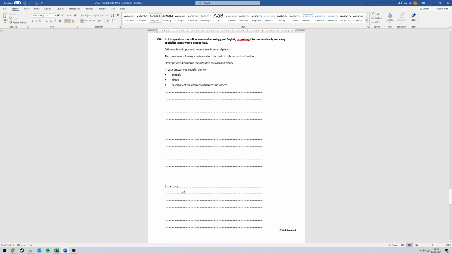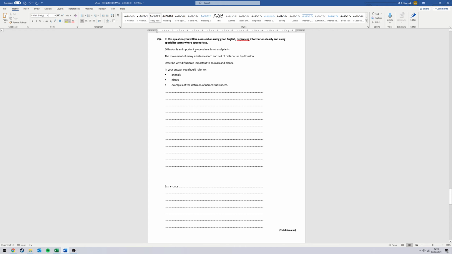Question 6. In this question, you will be assessed on using good English, organising information clearly, and using specialist terms where appropriate. Basically, just make sure your answer's in a good order. You can use bullet points if you want to. You don't get marked down for spelling or anything like that. It's only to do with how well your answer links together, and if you use the correct keywords, and if you answer the question properly.